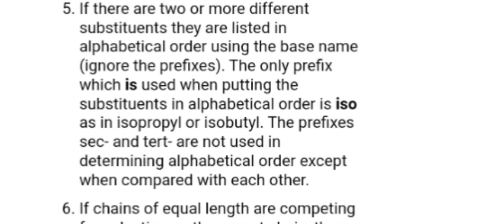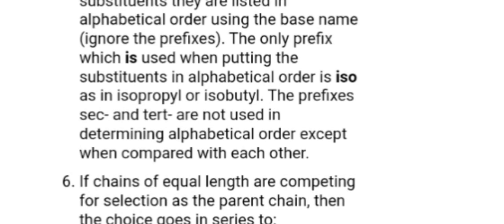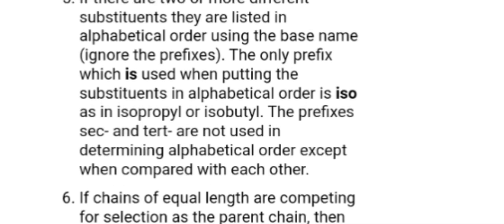Then the prefix which is used, okay. Alphabetical order using the base name without prefix, like ignore prefix. Don't include their prefix. The only prefix that is used is the iso prefix. So the only prefix which is used when putting the substituents in alphabetical order is iso. That is the iso prefix, like isopropyl, isobutyl. So you're going to take note of that I.